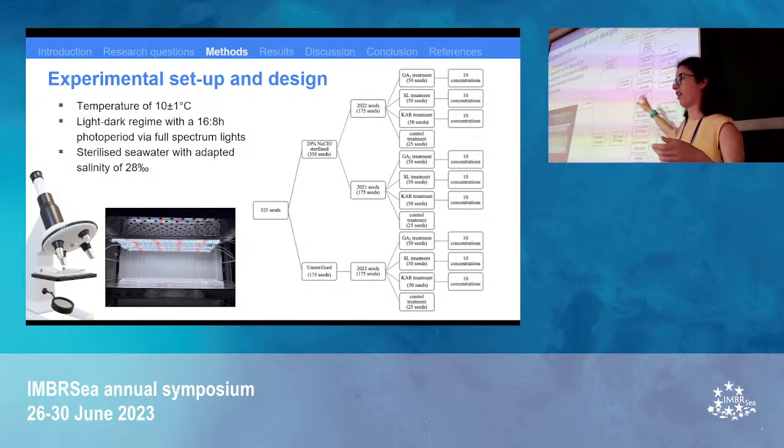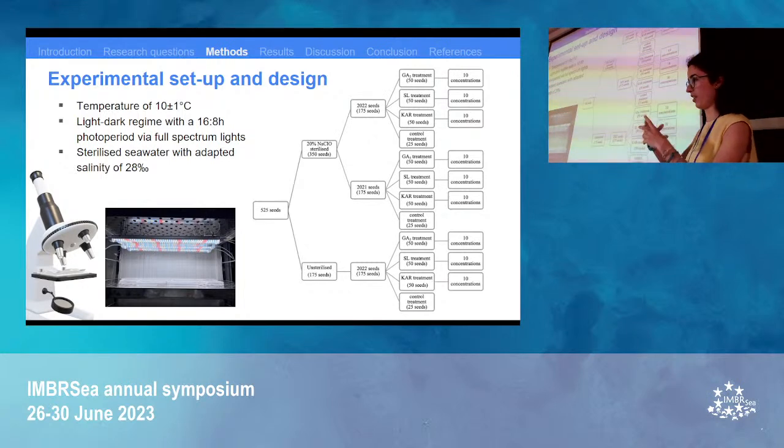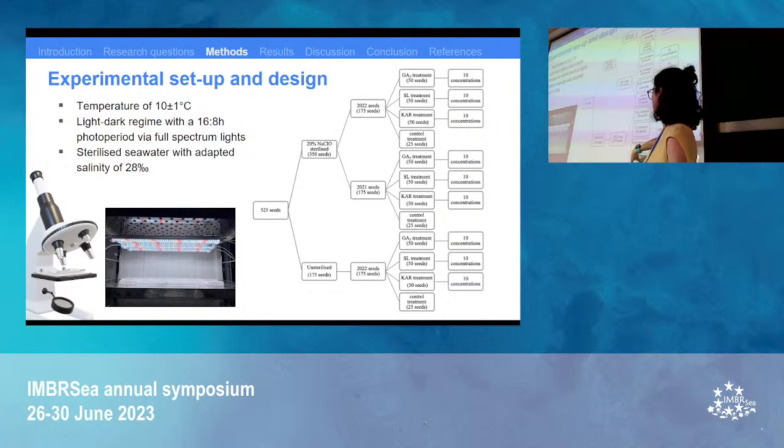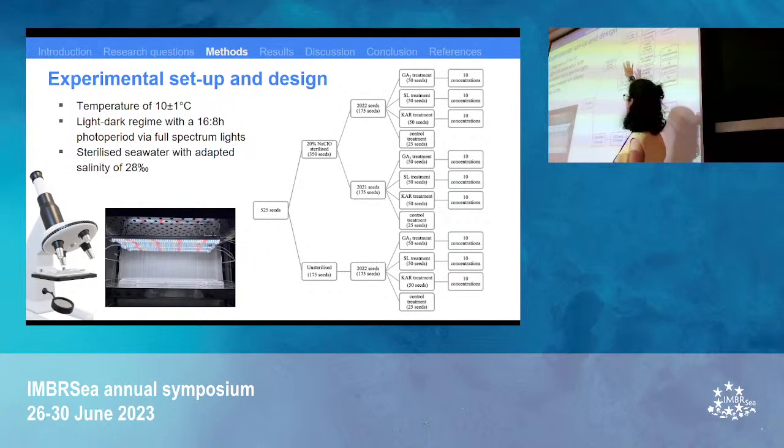Each hormone was given in the experimental design in 10 concentrations. And the hormone groupings were also grouped into age groups, so 2022 seeds and 2021 seeds, and also whether the seeds were sterilized or not sterilized.